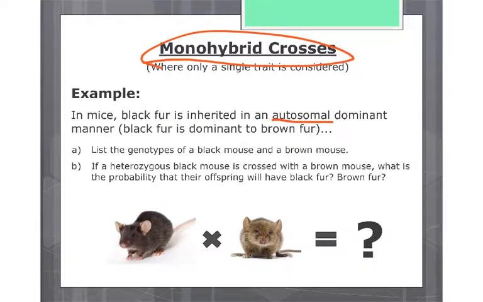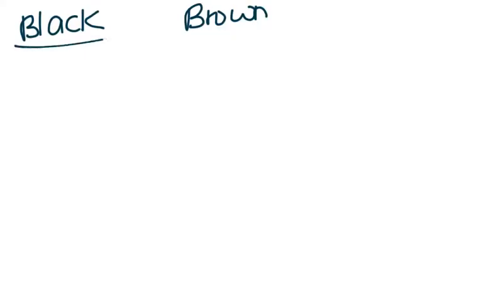So list the genotypes of a black mouse and a brown mouse. Okay, so let's look at this. We have a black mouse and we have a brown mouse. What the first question was asking, so we're looking at 1A, is what are the genotypes of the black and the brown mouse? So our black mouse, we know, has to have at least 1 big B, okay, and we always have to have 2 genotypes. And we know the brown needs to have at least 1 little b.